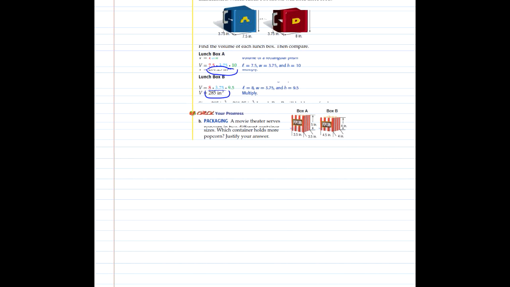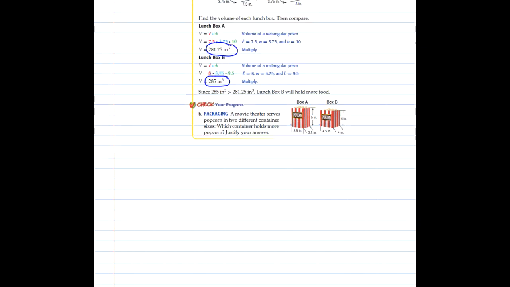I'm going to do the same thing in example B. Volume equals length times width times height. In our box on the left, we have a length of 3.5. We have a width of 3.5. That means our base is a square. And we have a height of 5. When we multiply those out, we get a volume of 61.25 cubic inches, or inches cubed.